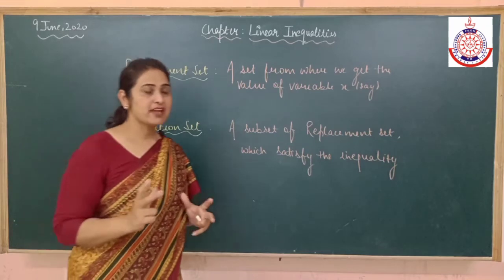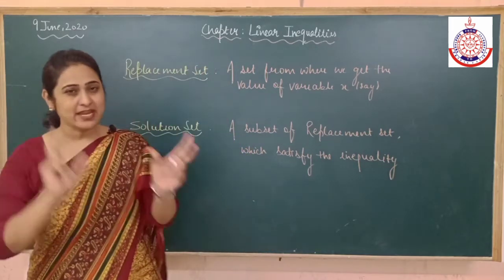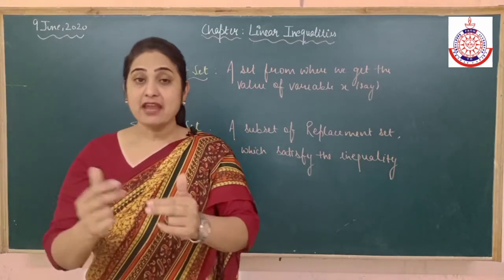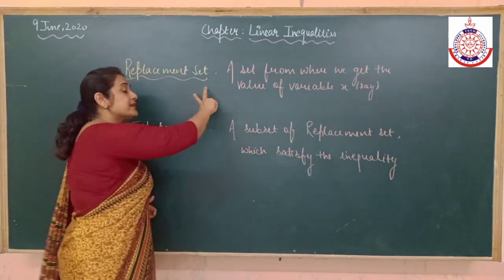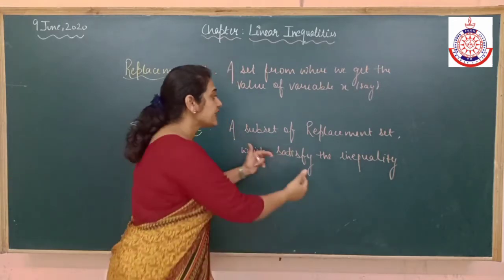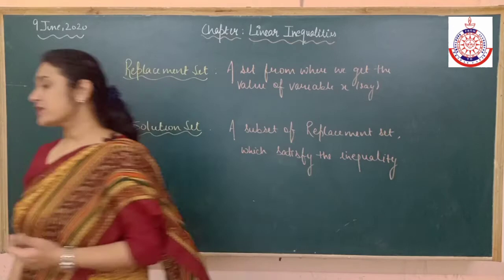If you remember, we have done chapter 2 also: domain, range, codomain. Codomain is where we get the values of y from, and range is what exactly the values of y we get. So it's the same. The replacement set is a bigger set from where we get the values of x, and what exactly we get is called the solution set. Let's support it with an example.